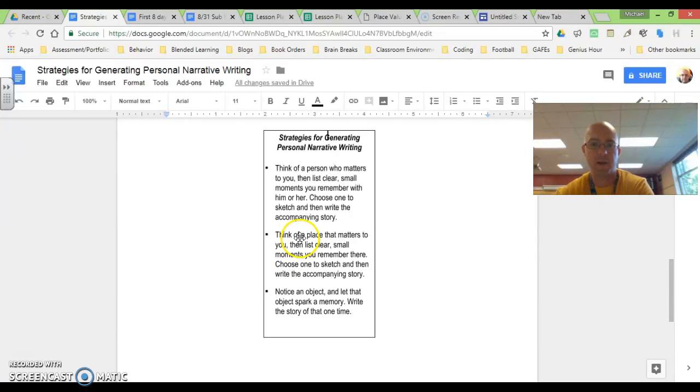So for writing today, you're going to write about a place that matters to you and do all these steps here. And then you're going to write about an object.